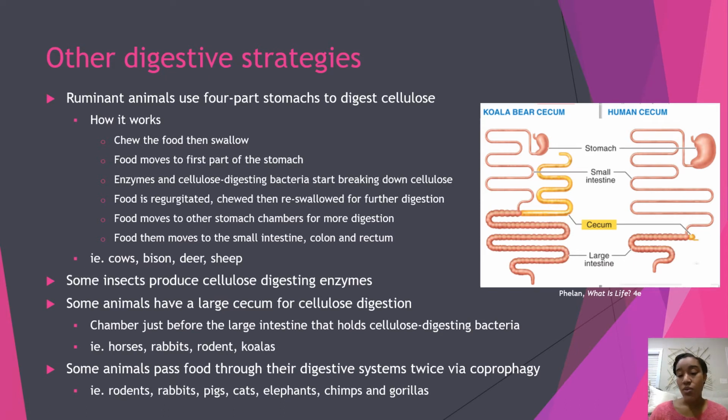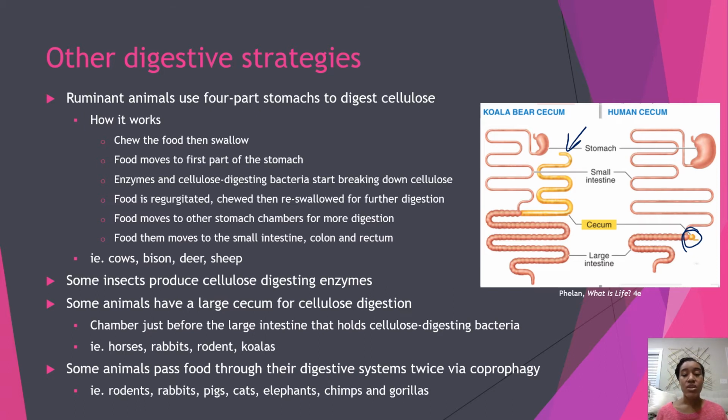And so you can see we also have a cecum in humans, but it's far smaller. And that's because we don't digest cellulose. If we did, we might have a cecum that looks more like this, and koalas, which eat eucalyptus leaves, is much, much longer and responsible for breaking down that cellulose. There are a couple of other animals besides koalas that have an extended cecum. We have rabbits and horses and other rodents that also have an extended cecum to help break down cellulose.